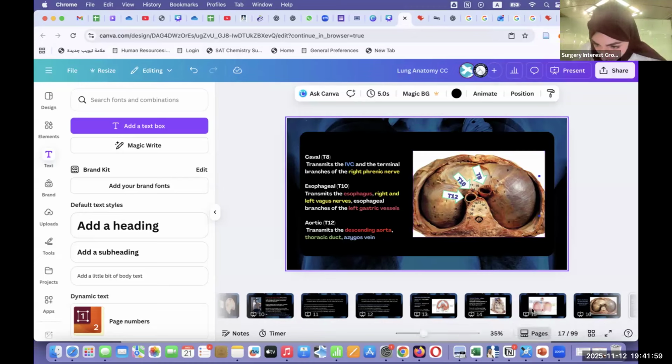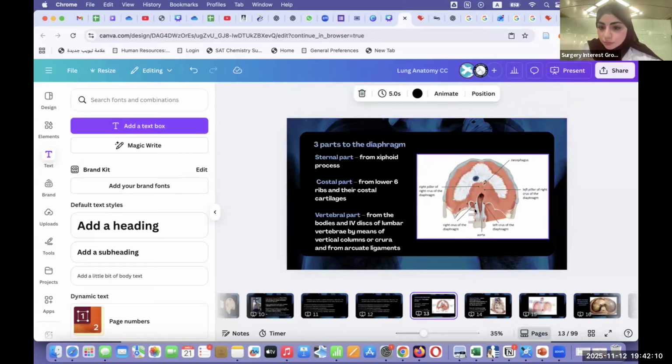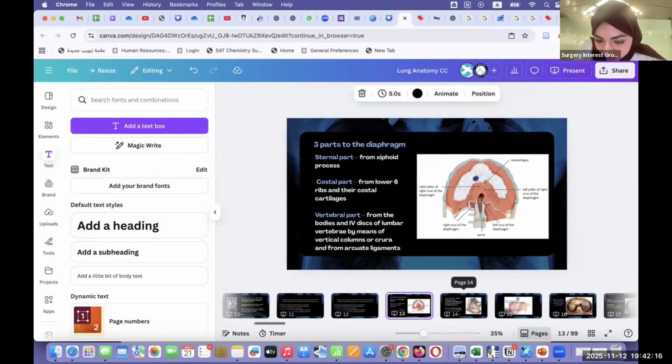Does this make sense? This is an inferior view. Inferior. You can see this is the bottom of the lungs. This is the same view as this. So I'm looking at the person from here down. I don't know if you can see. Makes sense?